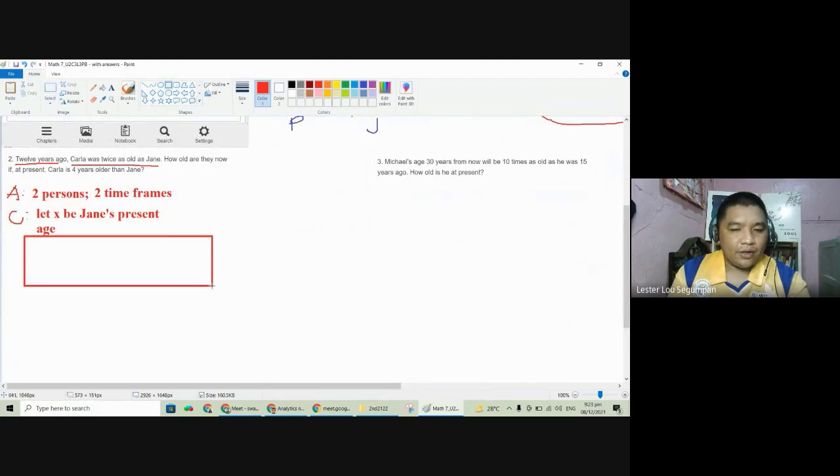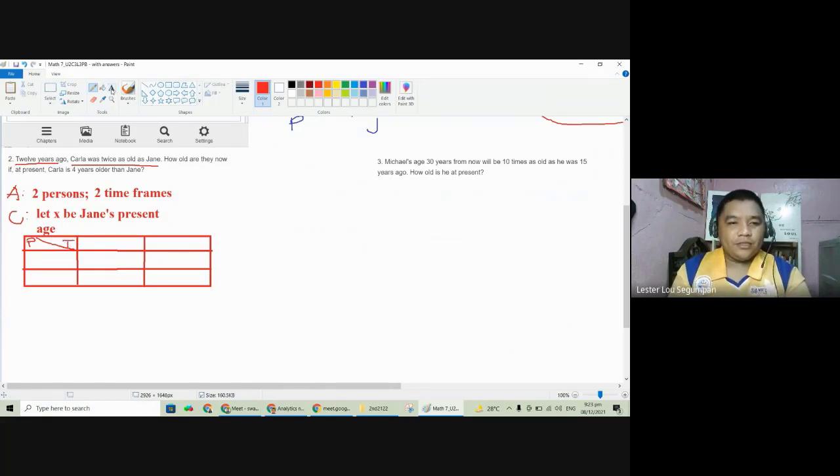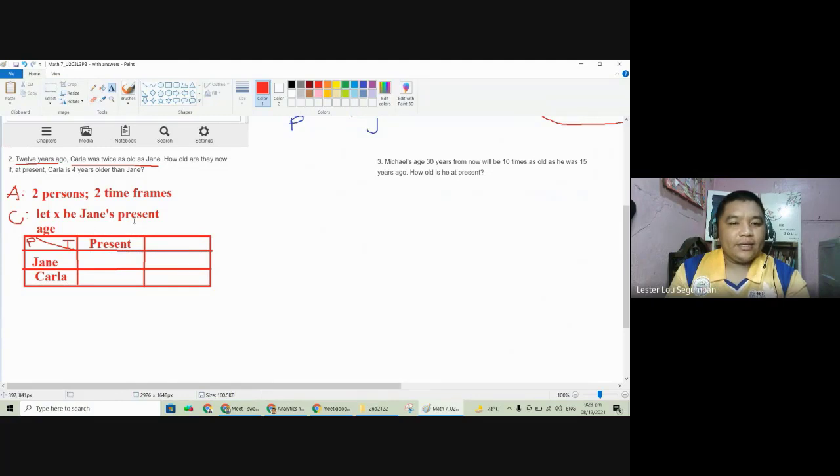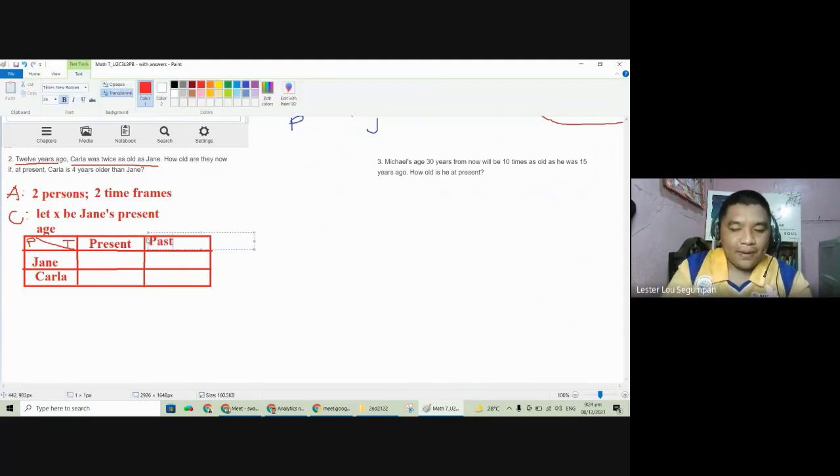Same as earlier, we're going to have the table, and since there are two persons, we expect two rows here, and since there are two time frames, two additional columns. Again, person here, time frame here. The persons are Carla and Jane. Whoever will be written first is okay with your decision, as long as there will be a correct representation for the ages. Let me just write Jane first, and let me have Carla here. As for the time frame, we have at present, and we have the past, which stands for 12 years ago.